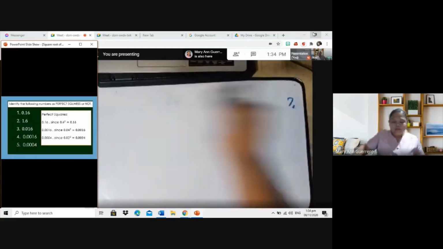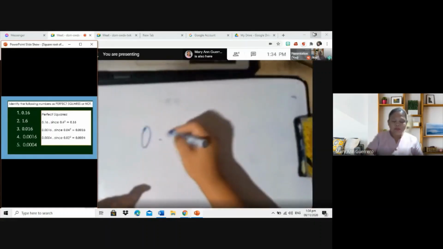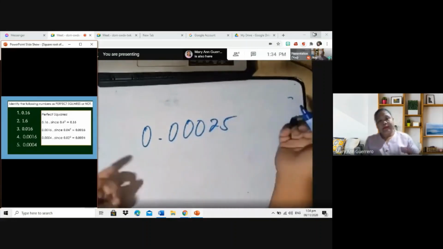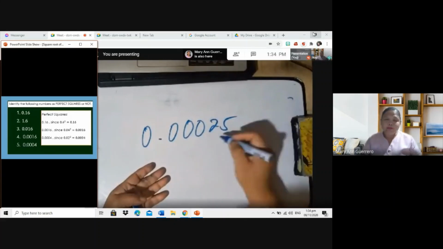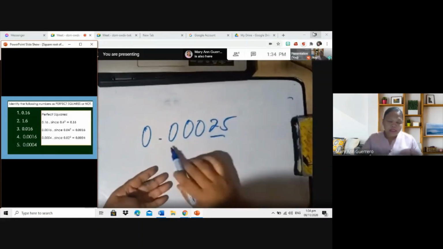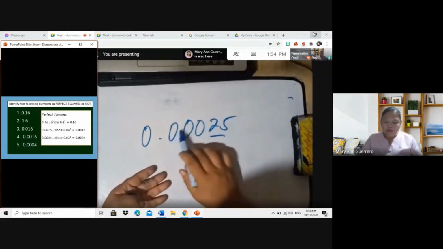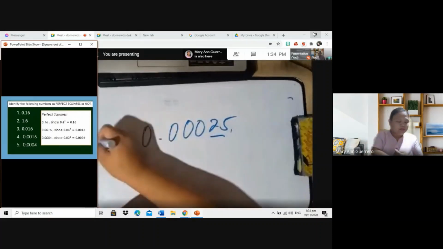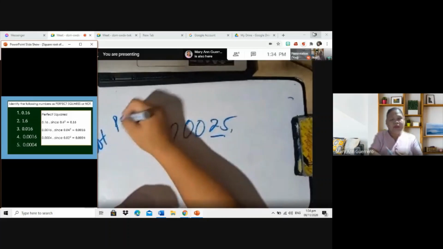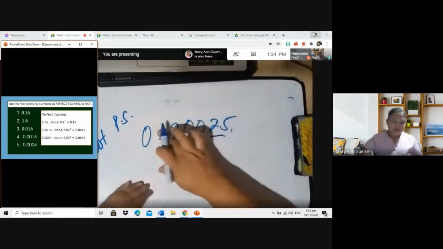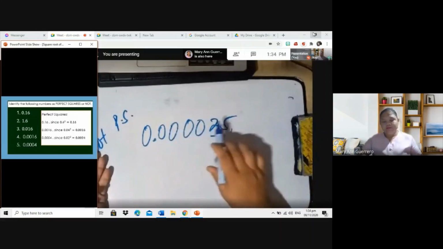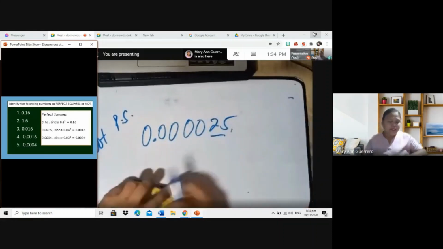Okay, sige. Tingnan natin to. Say 0.00025. Perfect square or not? Okay, 25 is perfect square. So, bilangin natin yung digit after the decimal point. 1, 2, 3, 4, 5. So, this is not a perfect square. Okay? So, para maging perfect square siya, add ka pa ng isang 0. 1, 2, 3, 4, 5, 6. So, perfect square na siya.